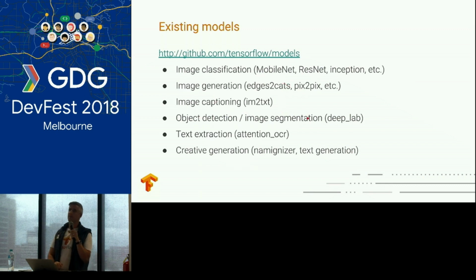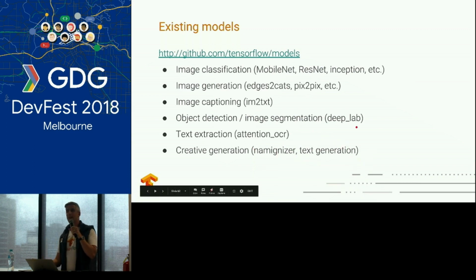Object detection and segmentation is where, rather than putting in an image and getting out one of 1,000 categories, you put in an image and you'll get back a list of bounding boxes and labels of what things are in the image and where they are. Text extraction, you can do neural OCR these days, and then some fun creative generation. This name generator model tries to generate human-sounding names and does a pretty good job.